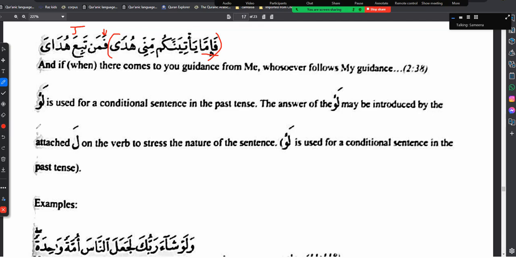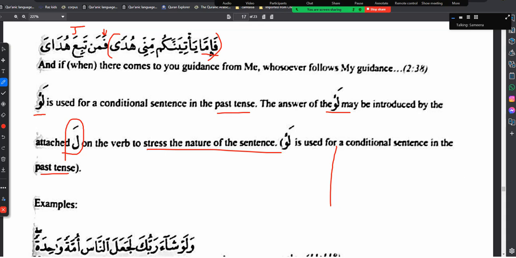Next, we have law. This is used for a conditional sentence in the Madi past tense. The answer of law may be introduced by the attached lam, which I've covered just now. Whenever you have a law, this is followed by lam with a fatha on the verb to stress the nature of the sentence. And law is used for a conditional sentence in the past tense, Madi, and it also comes with mudare as well.